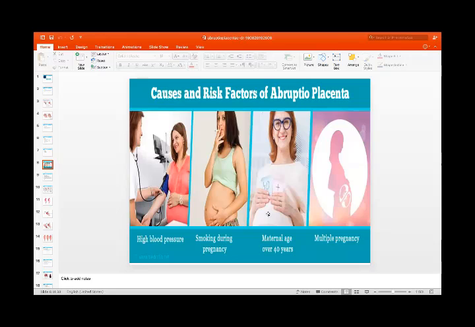So this picture shows high blood pressure, either pregnancy-induced hypertension or chronic hypertension, or she is a chain smoker who does not quit smoking during pregnancy, or advanced maternal age, over 40 years, and multiple gestations, multiple pregnancy. There is an overdistended uterus and larger placental site, and it may lead to premature separation of placenta.